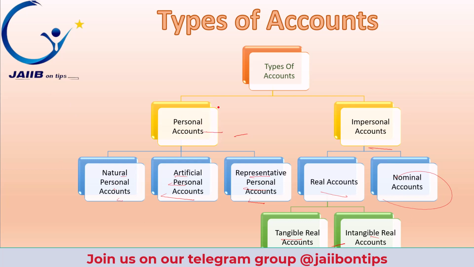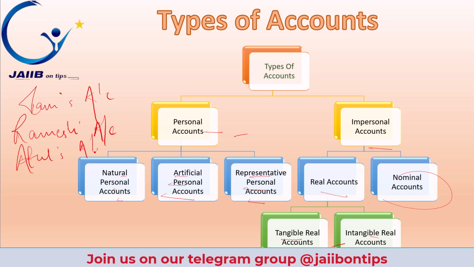Personal account. These accounts pertain to entities with which the business interacts on a personal level, encompassing various categories. So the first category is natural personal account. These accounts correspond to individuals, reflecting their involvement in the business's financial affairs. Examples include the proprietor's account for the business owner, supplier's account or customer's account. Like you can say Ram's account, Ramesh's account, Atul's account, etc.